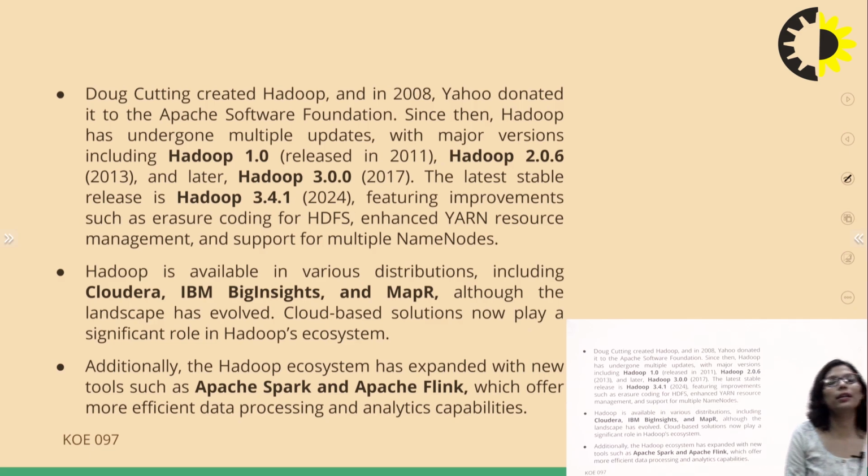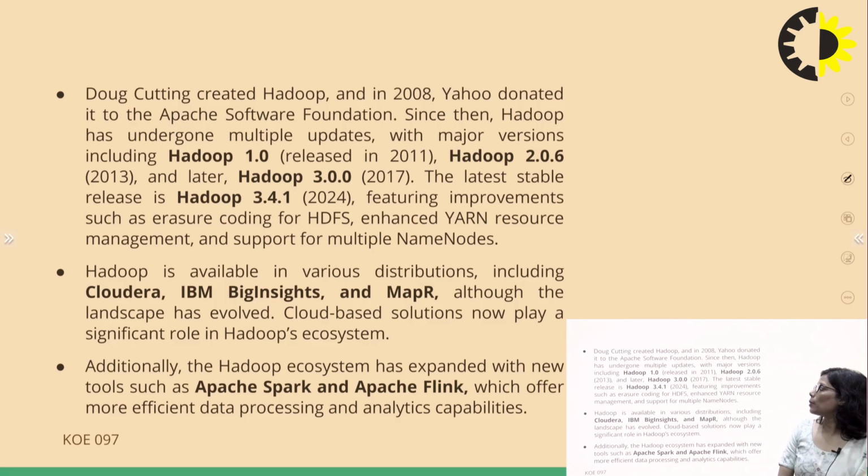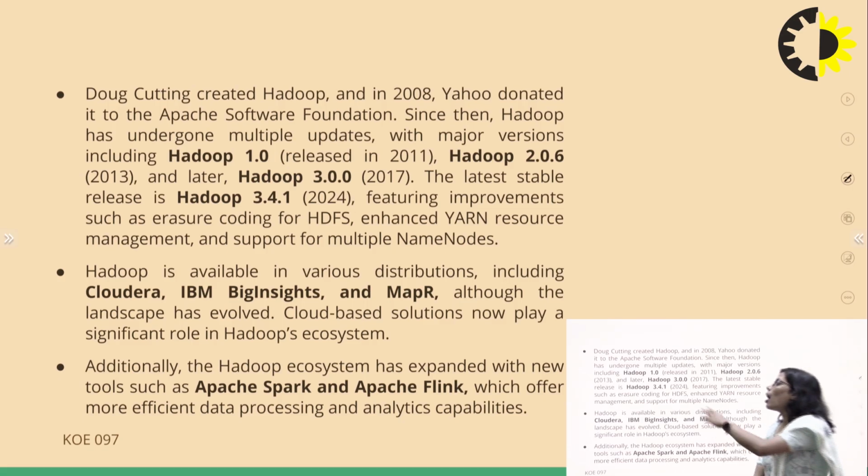Doug Cutting started Hadoop in 2008. It was initially a Yahoo project that was donated by Yahoo to Apache. In 2011, we had the first stable version, Hadoop 1.0. In 2013, we had Hadoop 2.0, the stable version, and today we are at Hadoop 3.4 in 2024.